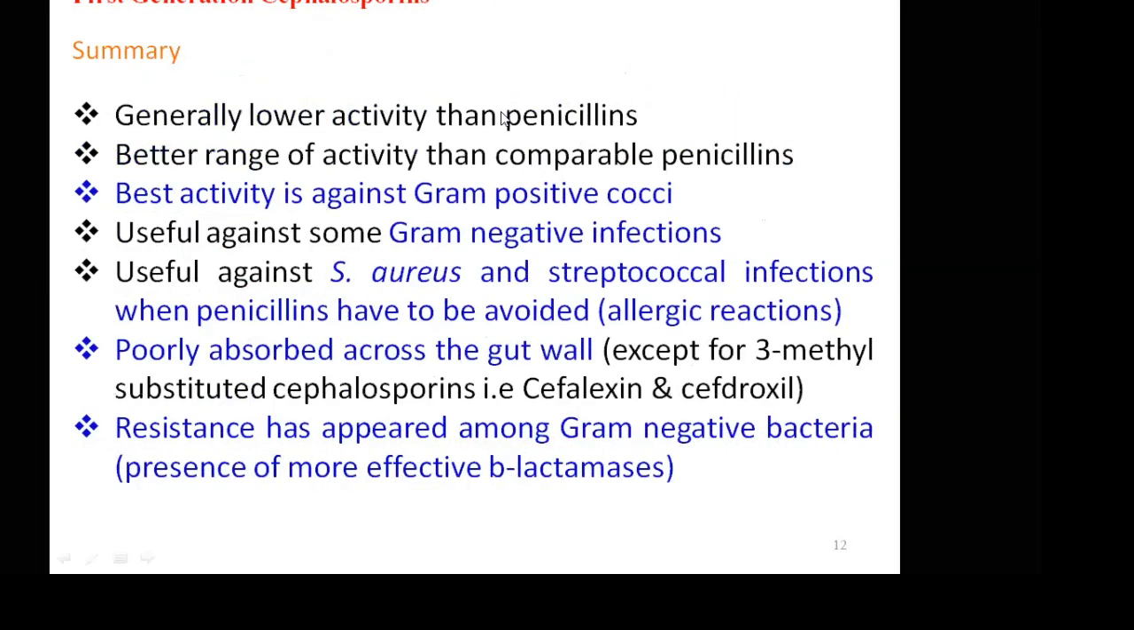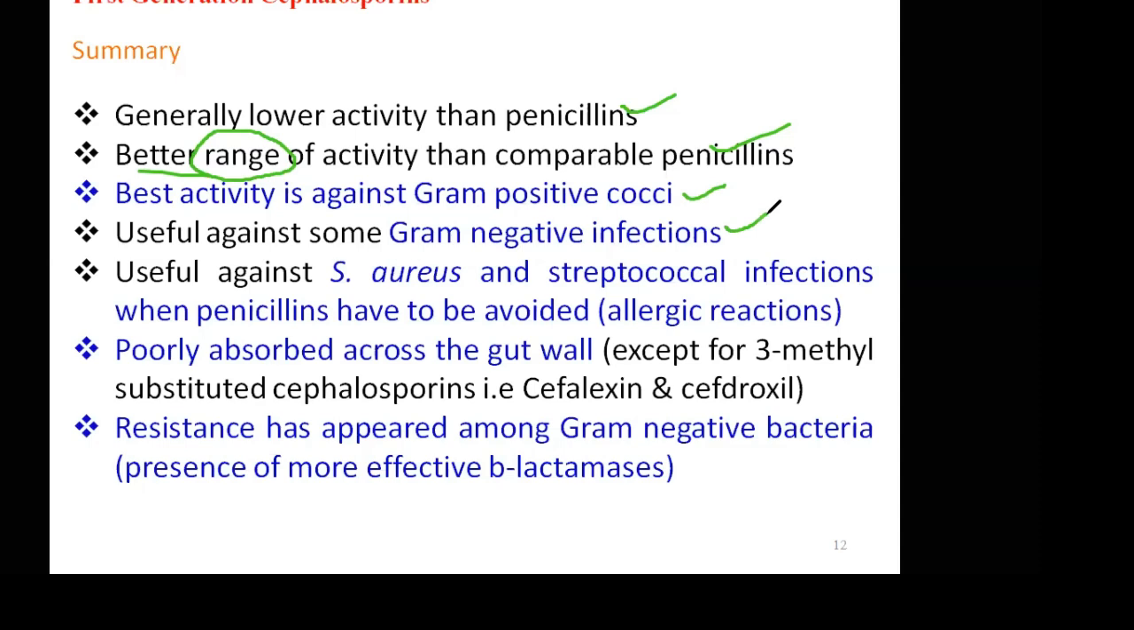Now, so till now, what we studied is about first generation drugs. You see, we are reading this for the first time, no? So I brought everything in one slide. Now I don't put second and third generation everything like this. So what is that? Generally lower activity than penicillins, but a better range of activity comparable to penicillins. That means more microorganisms are covered, best active against gram positive cocci, and useful against gram negative.